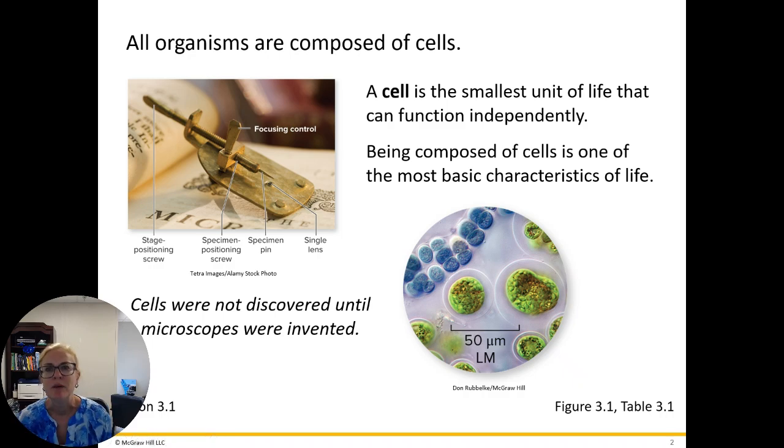Welcome to chapter 3. We are going to be learning all about cells and energy. So, in looking at cells, in chapter 1, we talked about the fact that all life is composed of cells as the fundamental unit. So, the cell is the smallest unit of life that can function independently. Remember that we have smaller things like organelles and molecules and atoms, but they can't function independently.